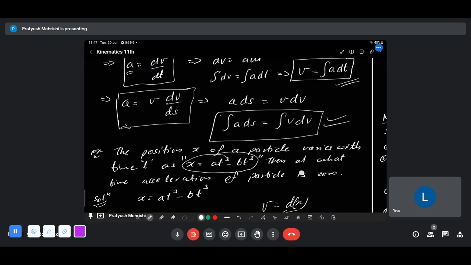So what to do here? Here we will differentiate x twice and then we will get acceleration. Just equate it to 0 and get the time. Can you do it? Yes, sir, I can do so. Yes, do it then.